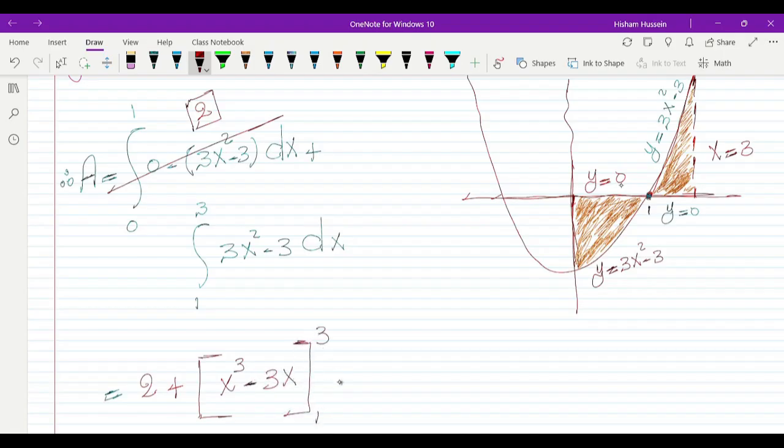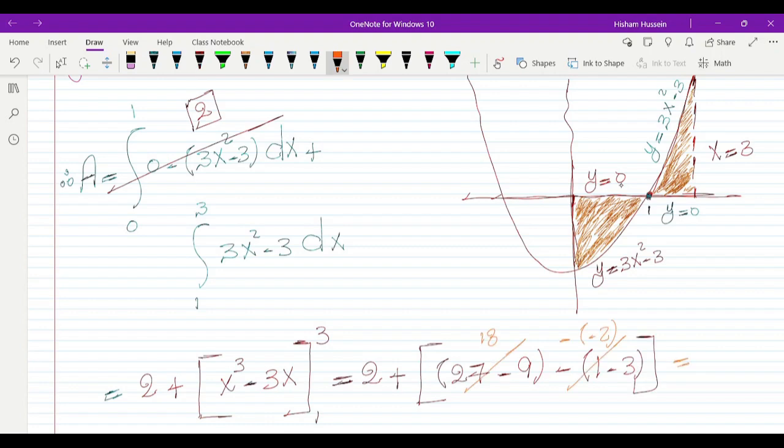This equals 2 plus, substitute with 3: 3 to the power 3 is 27 minus 9. This is the substitution with the upper limit. Minus the substitution with the lower limit, 1: it's 1 minus 3. So it will be 22 at the end.